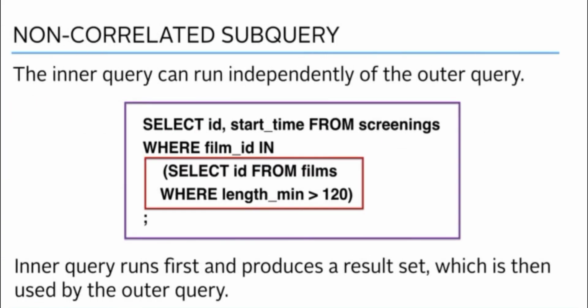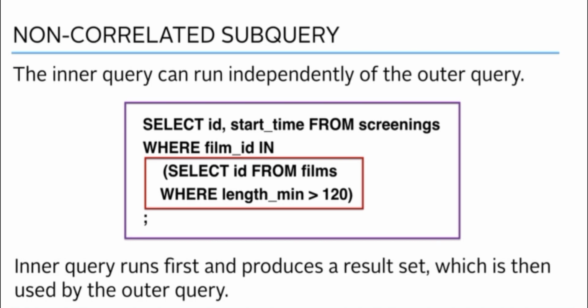In non-correlated subqueries, the inner query can run independently of the outer query. If we have a look at this example again, we have our inner query, which is select id from films where length_min is greater than 120, and then we have our outer query, which is select id, start_time from screenings where film_id is in the inner query. We can actually run the inner query independently of the outer query. We don't need the outer query to be able to run this inner query.